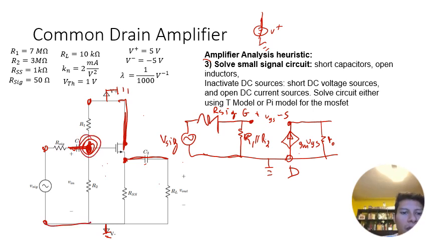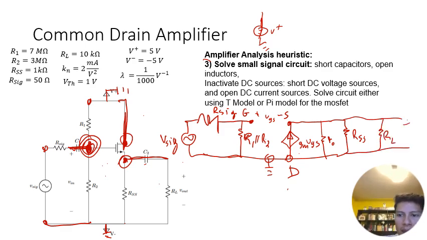So we've already done all three branches of the gate. Now we did the drain already, which is just connected to ground. Now we need to go to the source. The source is connected to RSS and then ground. And then it's connected to RL and then ground. And then plus minus V out. So that's going to be our equivalent circuit.